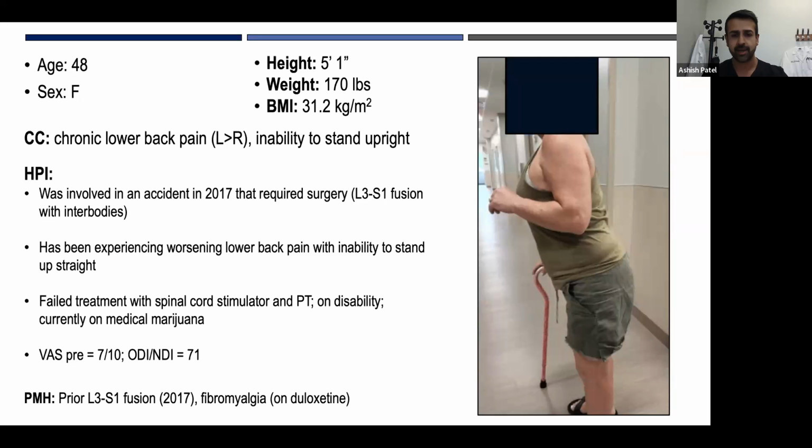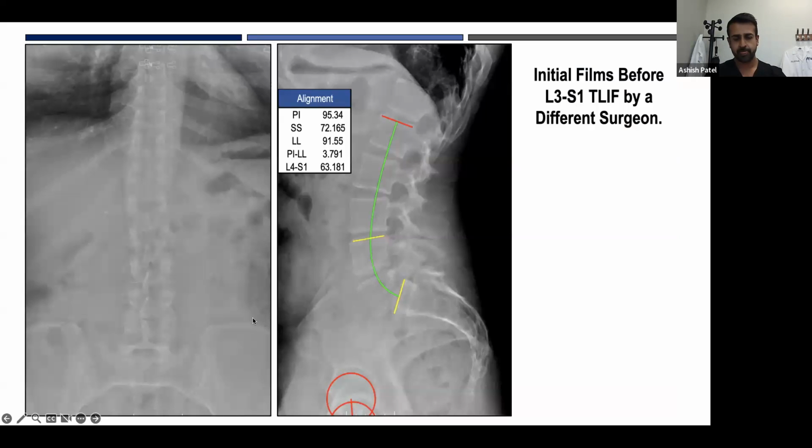So I'm going to start with a case. It's a case of a 48-year-old female. She presents to the office with chronic low back pain. You can see from the picture there, she has this inability to stand upright. And these are the pictures of her back in 2017. You can see that she has this degenerative disc disease from L3 through S1 with a spondylolisthesis at L5-S1, and a very high pelvic incidence of 95 degrees.